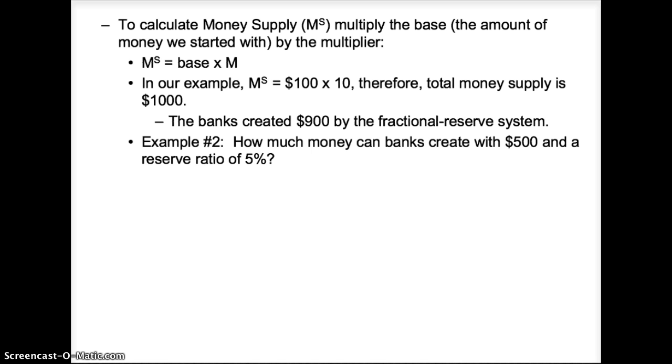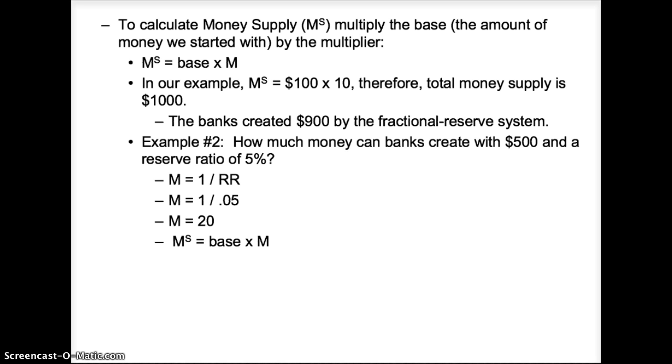Let's go over another example. How much money can banks create with $500 and a reserve ratio of 5%? The money multiplier equals 1 divided by the reserve ratio. M equals 1 divided by 0.05, which equals 20. For every $1 that is initially deposited into the bank, the fractional reserve system will create $20.